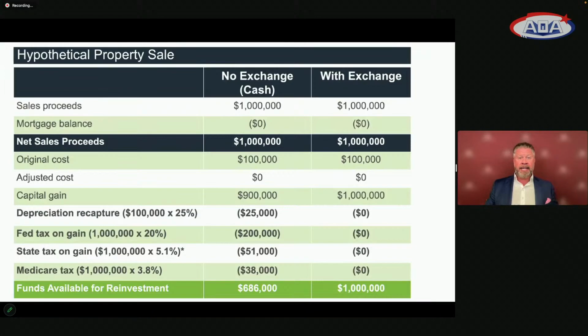Exchanges have been around since 1921, over 100 years. And the benefit of doing a 1031 exchange is that it allows you to defer your taxes on selling investment real estate.